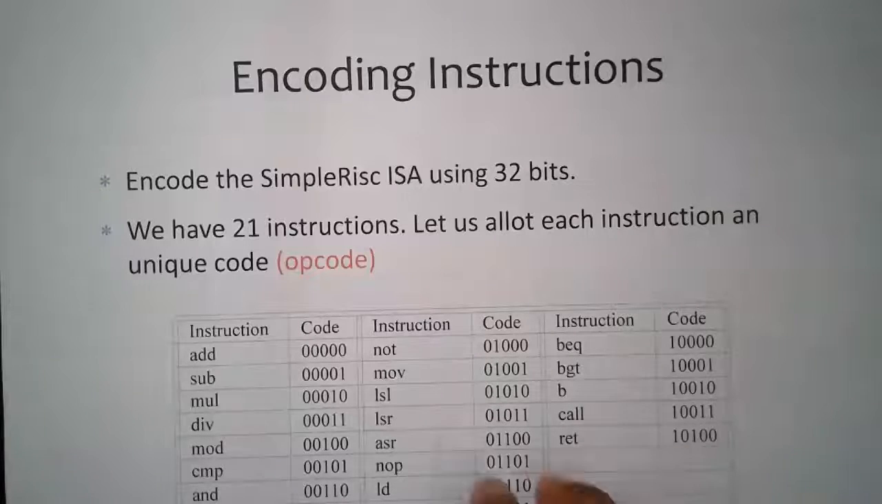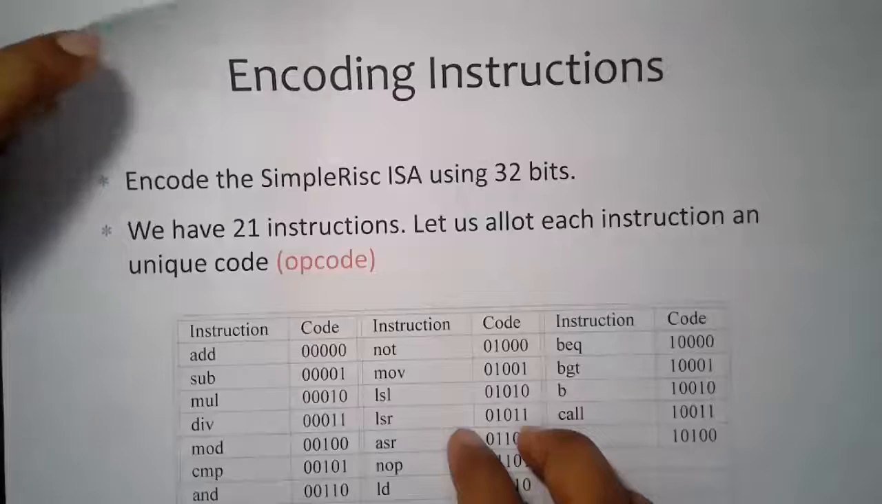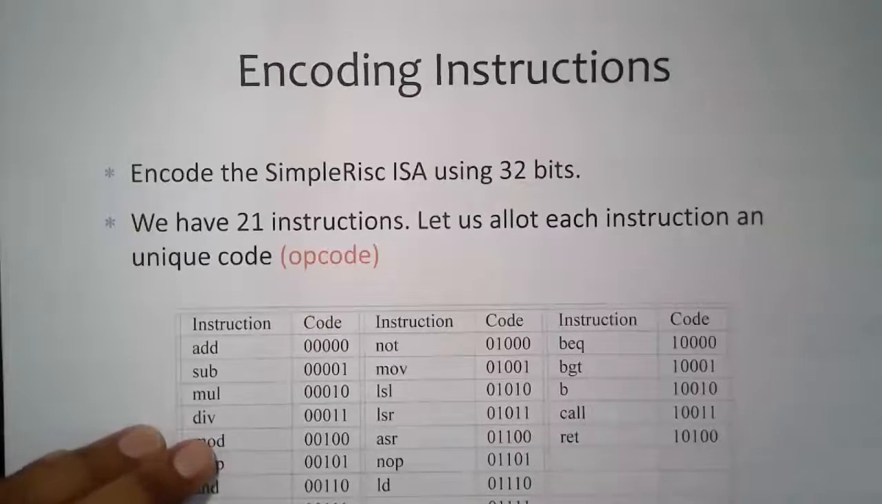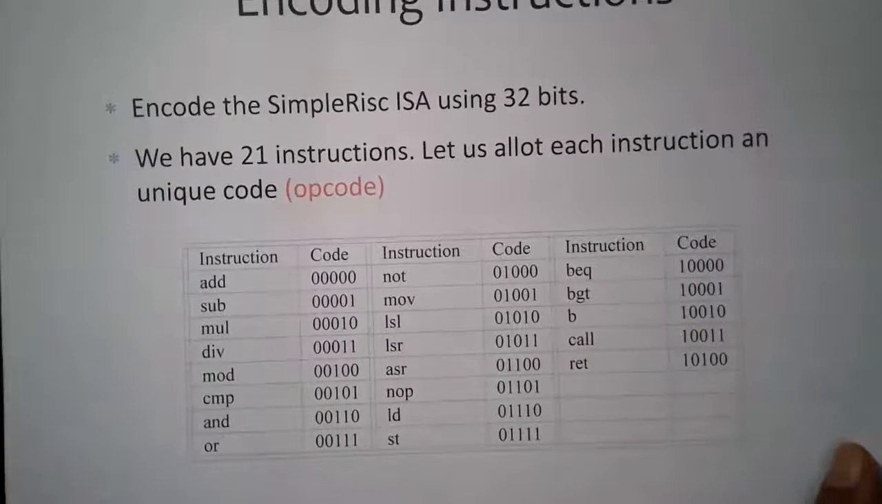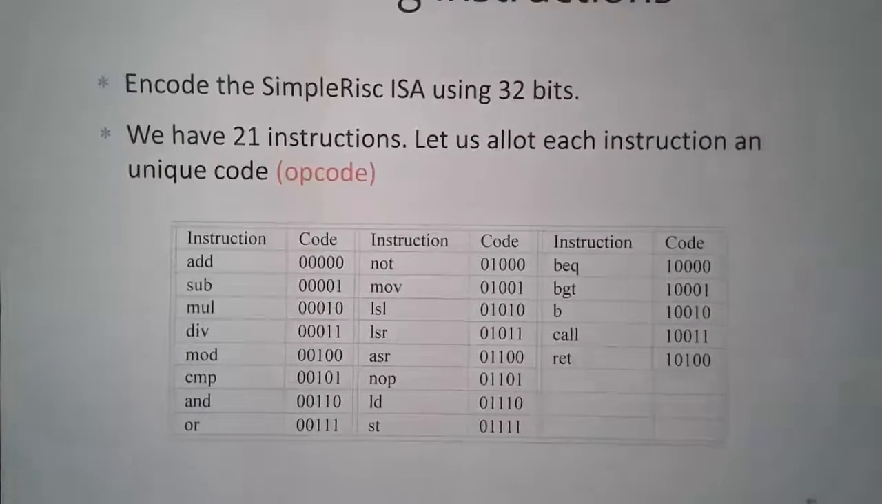So that will be useful. So let's look at how instruction encoding is done. So we were looking at the SimpleRISC ISA, which is a 32-bit ISA. And in this ISA, let's say we have 21 instructions.